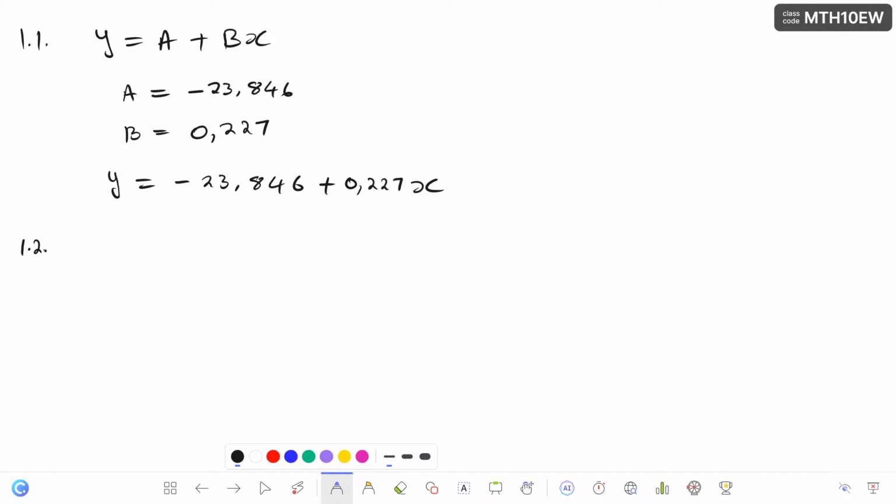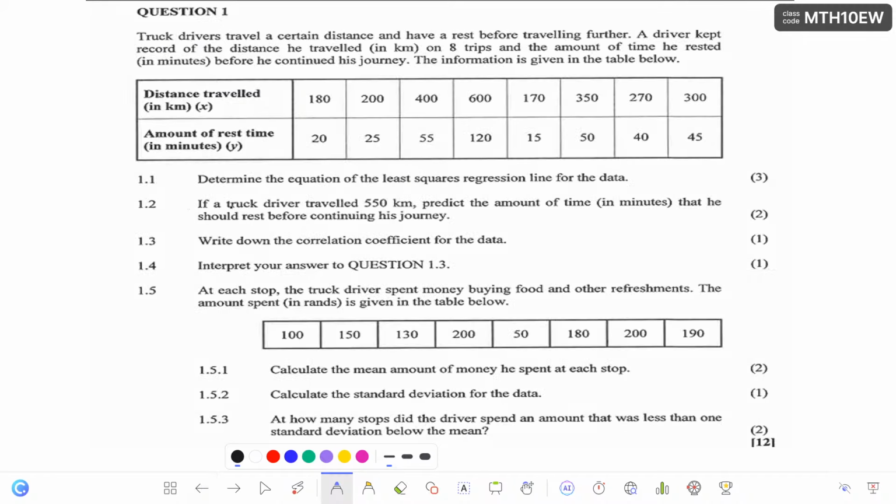1.2: if the truck driver traveled 550 kilometers, predict the amount of time in minutes that he should rest before continuing his journey. So we are given 550 kilometers, and we need to predict our y value because this one is our x value.